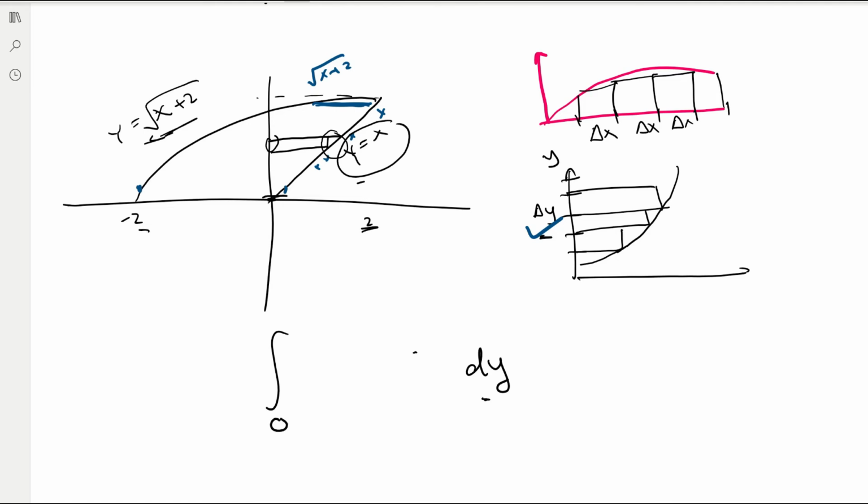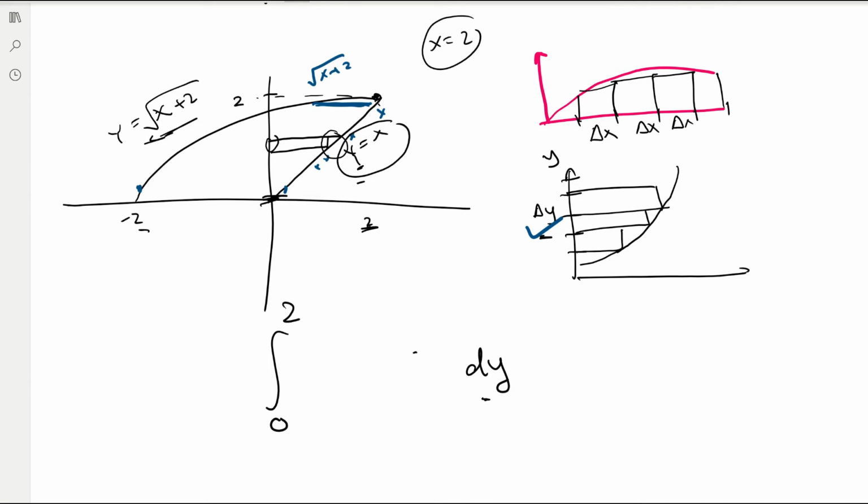So y is going from 0 because the smallest y value is 0. The topmost y value is, you have to find that out. So when x is equal to 2, what's y? y is also 2, right? The top value. So y is also 2. So this is 2. So now you are thinking about the limits of y, not limits of x.